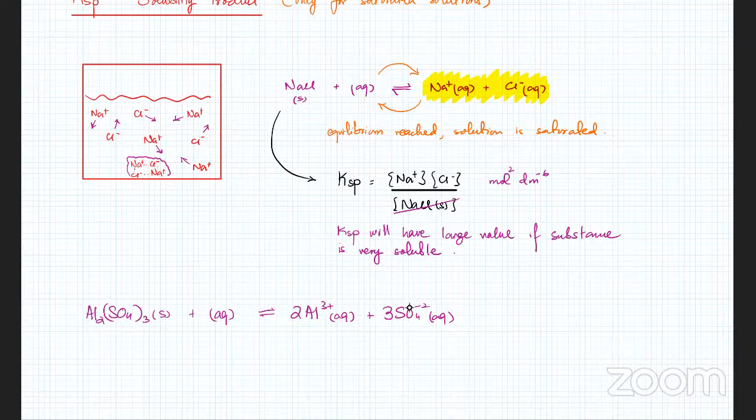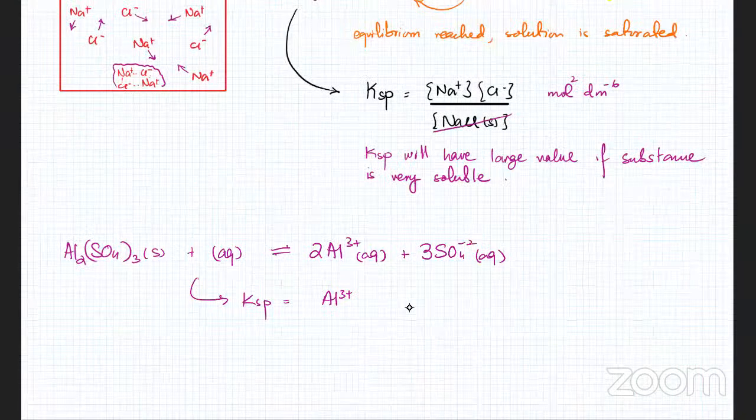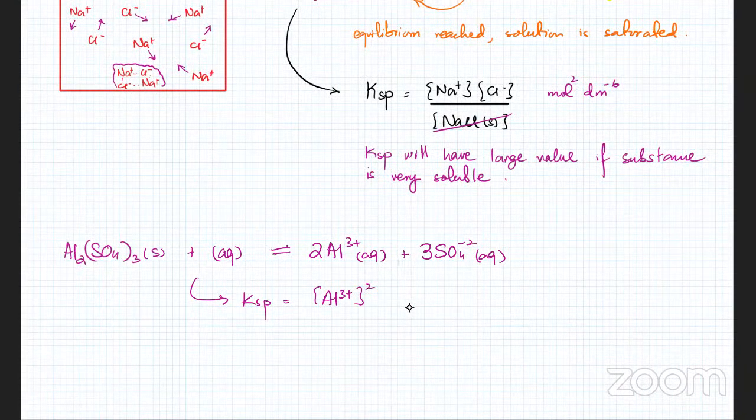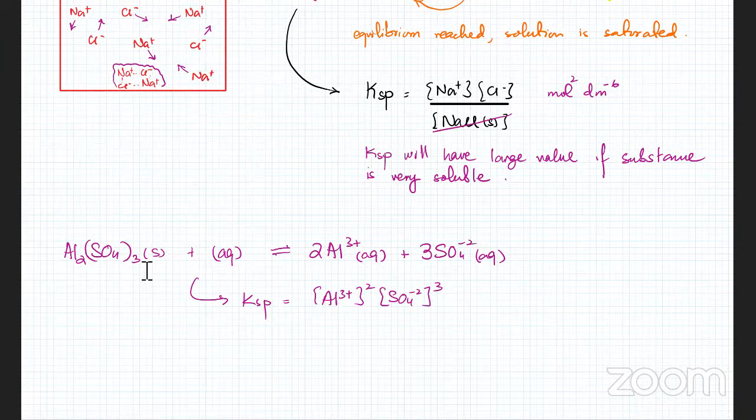And so you're supposed to write the KSP expression for this. The KSP expression would be the product of concentrations, which in this case would be aluminum ion concentration squared, times SO4 2- concentration cubed. The coefficient becomes the power. And obviously you don't write the reactant concentration because that's a solid and it's taken as 1.